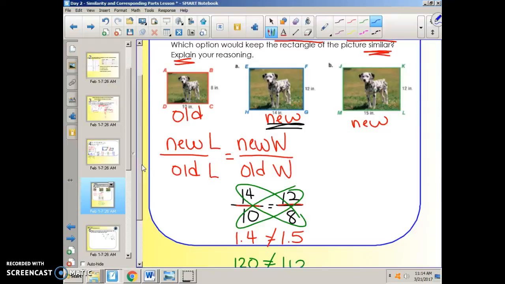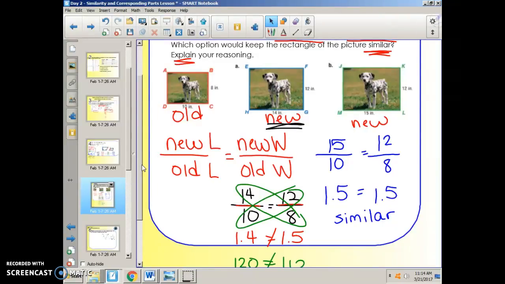All right, so new over old again. New length is 15. Old length is 10. New width is 12, old width is 8. I'm going to use the dividing way because I like that a little bit better. 15 divided by 10 is 1.5. 12 divided by 8 is also 1.5. So these are similar. Their scale factors are, in fact, the same, which is good. That's what we wanted.